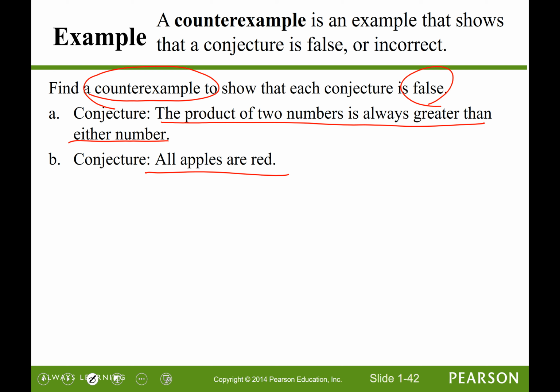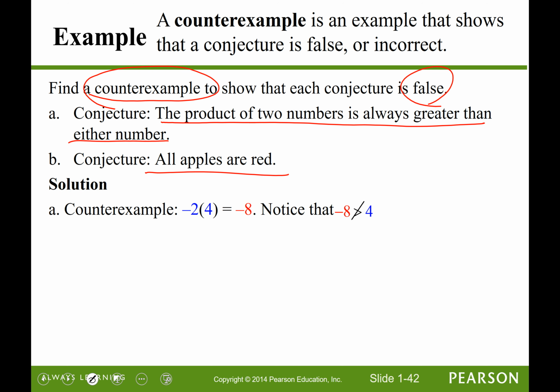A good counterexample for part A would be -2 and +4. -2 times +4 is -8. And -8 is not greater than 4 or the -2. It's not greater than either of them. So this is a concrete example using constants, and it proves that conjecture false.